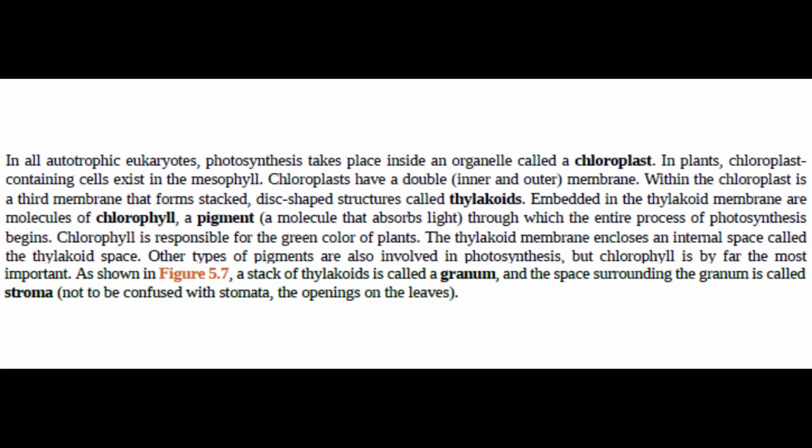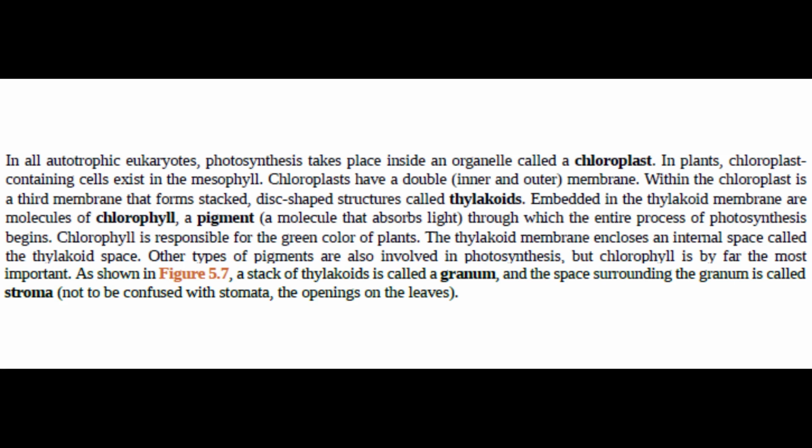Embedded in the thylakoid membrane are molecules of chlorophyll, a pigment, a molecule that absorbs light, through which the entire process of photosynthesis begins. Chlorophyll is responsible for the green color of plants. The thylakoid membrane encloses an internal space called the thylakoid space. Other types of pigments are also involved in photosynthesis, but chlorophyll is by far the most important.